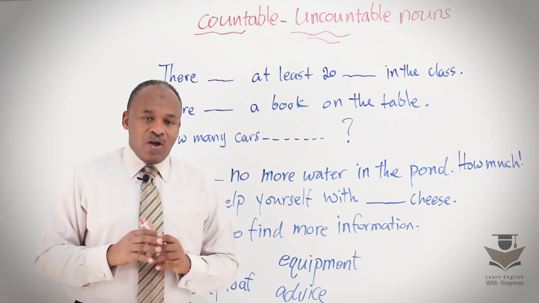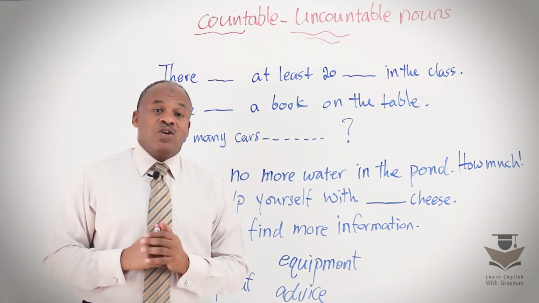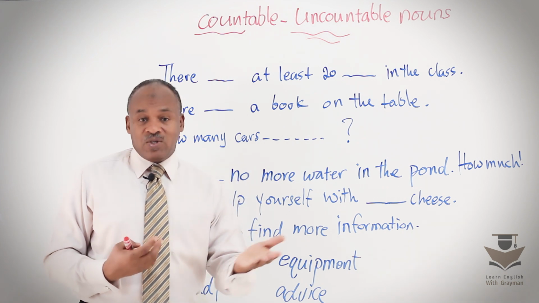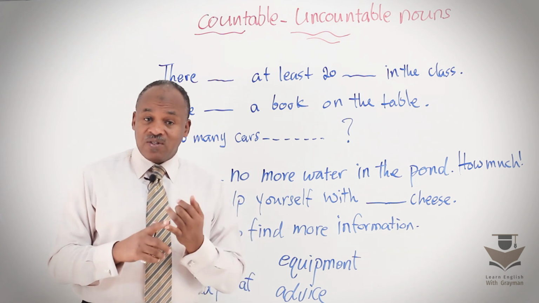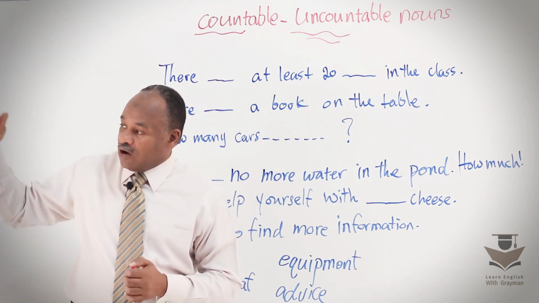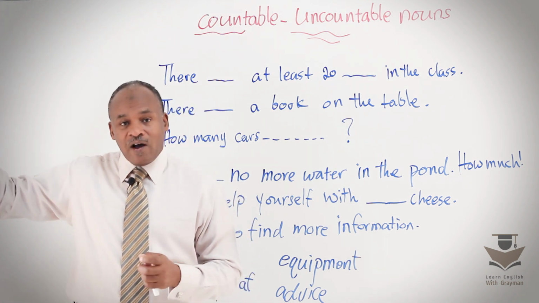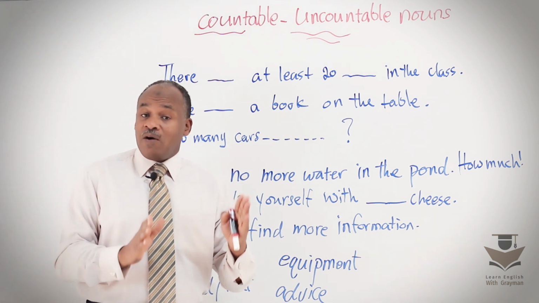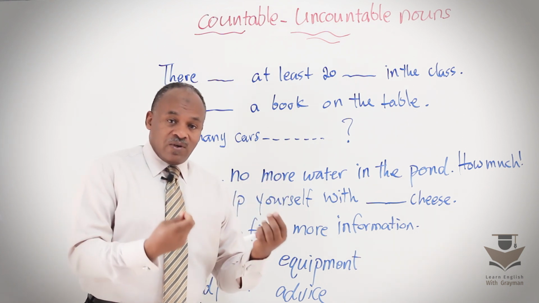For example, how many cities did you visit? Or how many countries have you been to? How many streets are there from here to there? 1, 2, 3, 4. So you can count the streets, you can count the cities, you can count the countries. Anything that you can count is called countable.